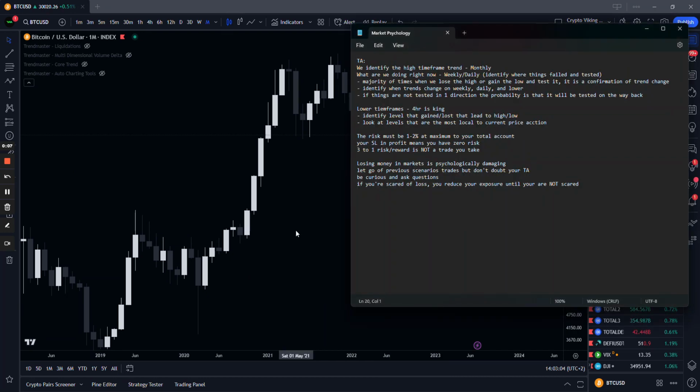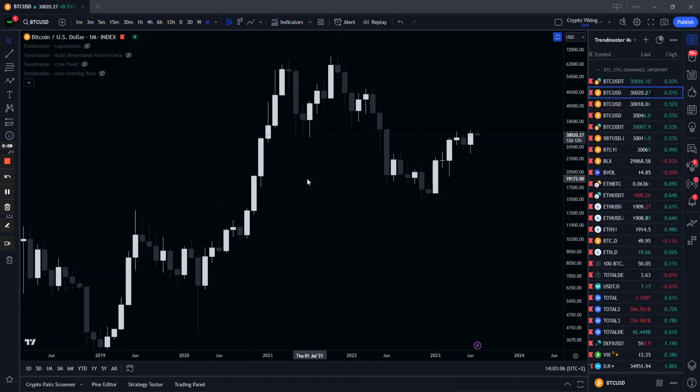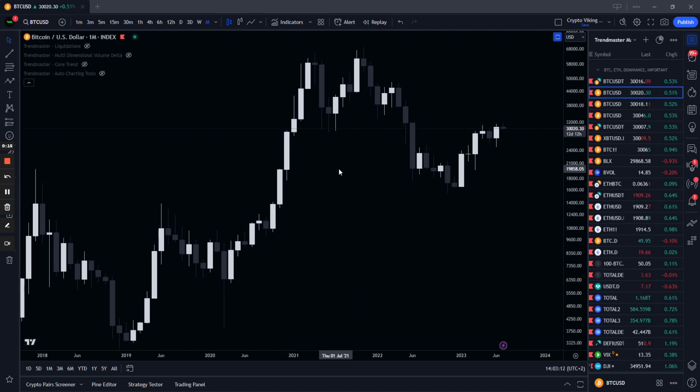So getting through what we're trying to do with this whole thing, talking about psychology and then TA and how it all ties together. It's going to be a little bit of trading basics as far as identifying trend from the highest time frames to the lowest time frames, and then the market psychology that goes with it as far as failures that take us lower.